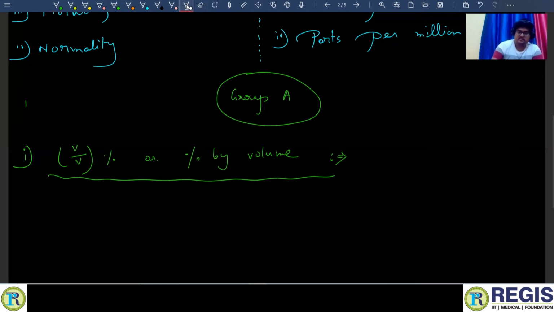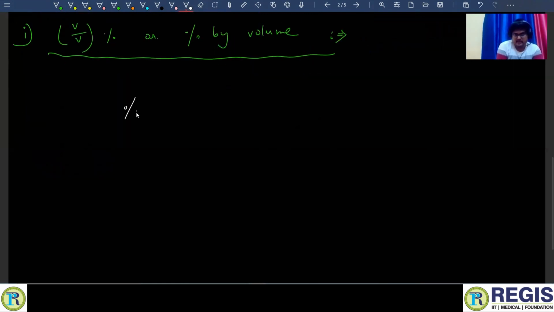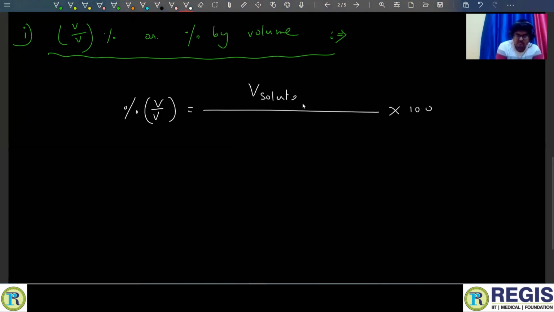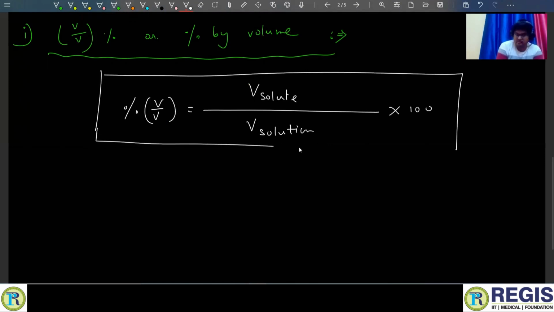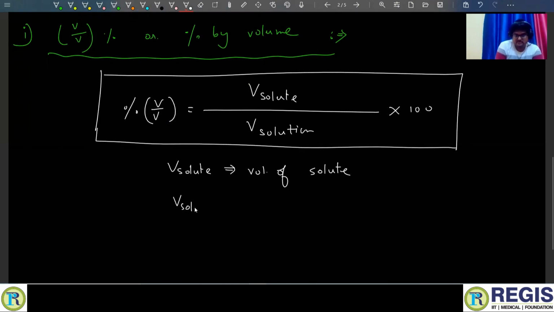Now, what is the meaning of that? Meaning of that is basically if you write down volume by volume percent. Always remember, percentage means 100 is present. The upper part is always solute. The lower part represents solution. Okay. Is it clear? So V solute basically volume of solute. V solute which represent volume of solute. V solution which represent volume of solution.